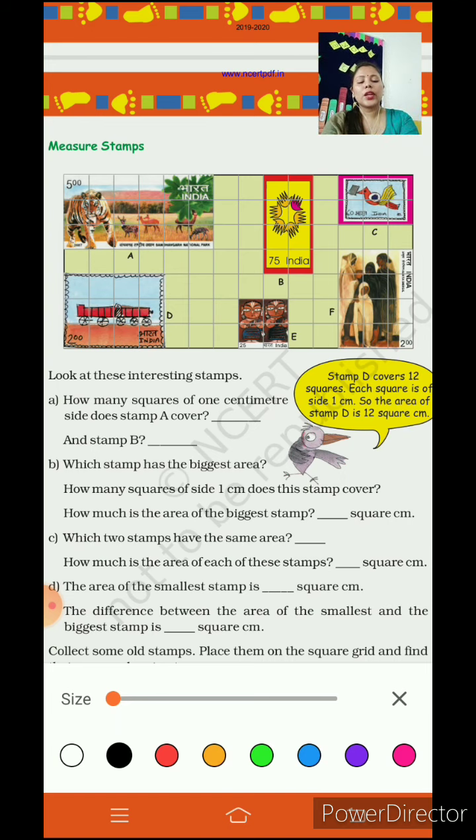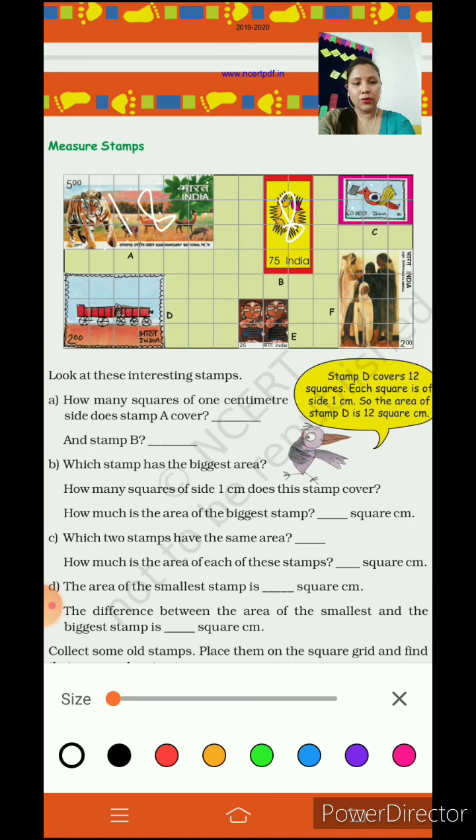Okay, so in stamp A, the number of squares are 1, 2, 3, 4, 5, 6, 7, 8, 9, 10, 11, 12, 13, 14, 15, 16, 17, 18. So it is 18. In stamp B, it is 1, 2, 3, 4, 5, 6, 7, 8. So the total number of squares is 8. Just count all these squares.